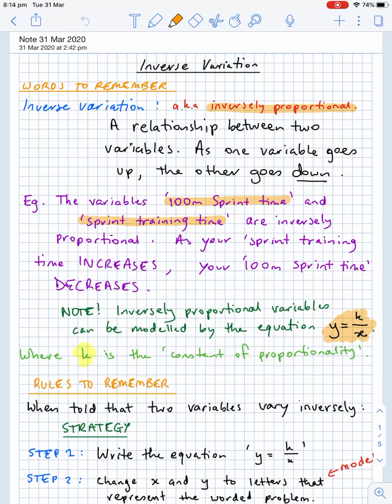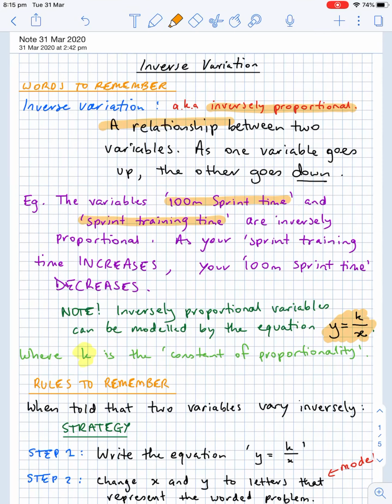Hi guys. So for today's lesson, we're going to be dealing with inverse variation. First up, some words to remember. The first one is this word, inverse variation. What does it mean? It's also known as being inversely proportional. These two terms you need to be really keeping your eyes out for. If you're seeing this sort of wording, you really got to think to yourself, hang on, we're dealing with this sort of stuff that we're going to be doing today.